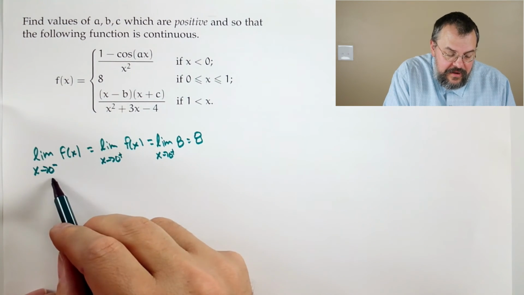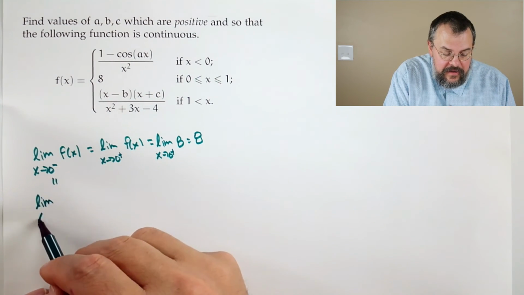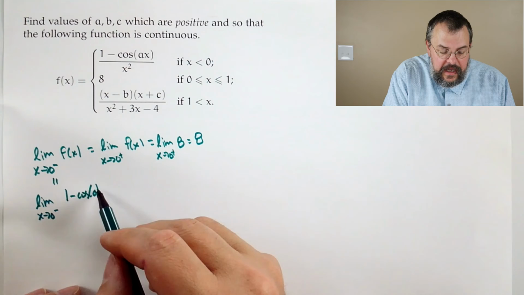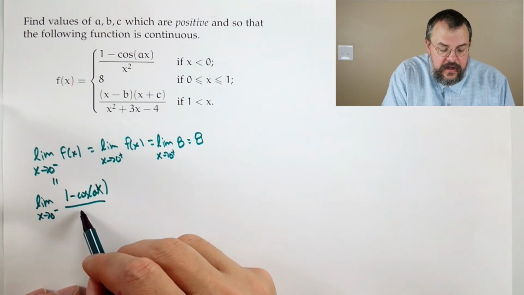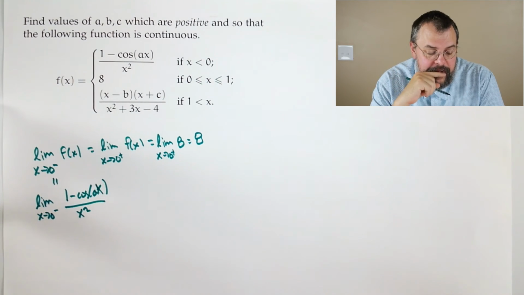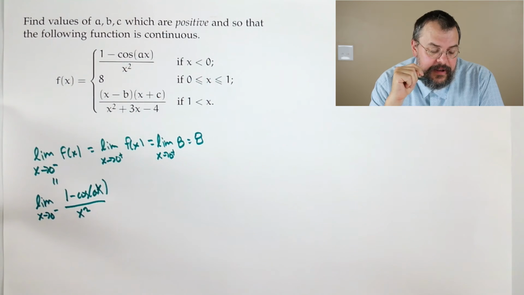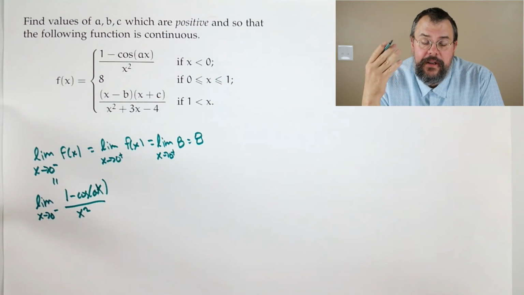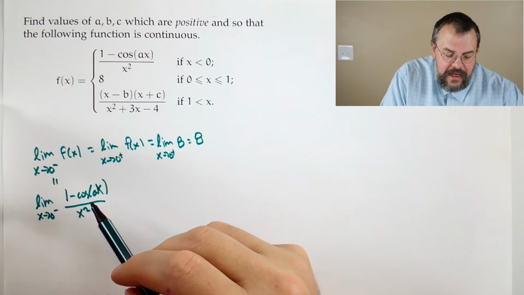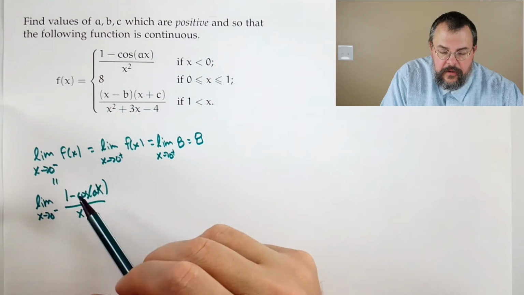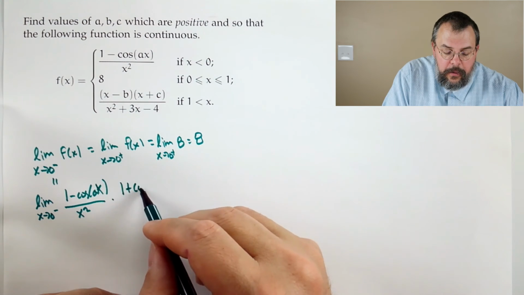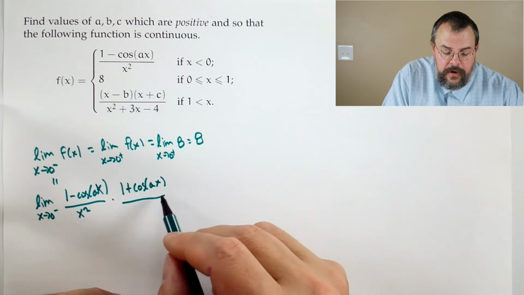So what is this? Well, that's the limit as x approaches 0 from below of 1 minus cosine of ax over x squared. So we're going to dig into this a little bit and try to figure out what this limit is. Now, if you remember when we talked about the problem where we did one-sided limits, and in particular sine x over x, we said, hey, our goal is to put a sine in the upstairs, and the way we do it is to multiply 1 plus cosine of ax over 1 plus cosine of ax.